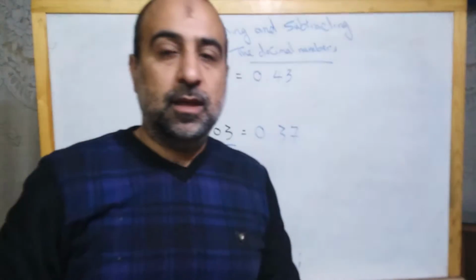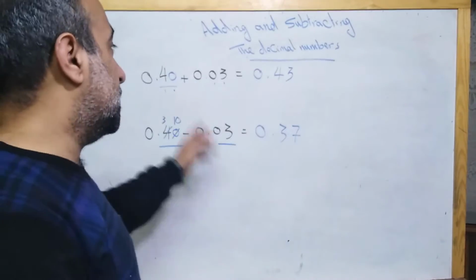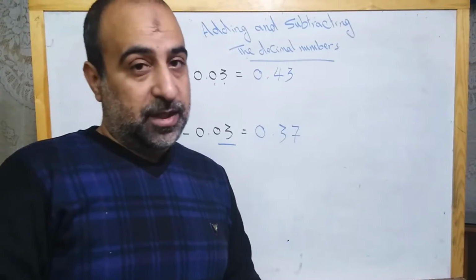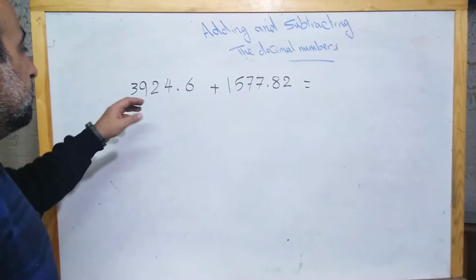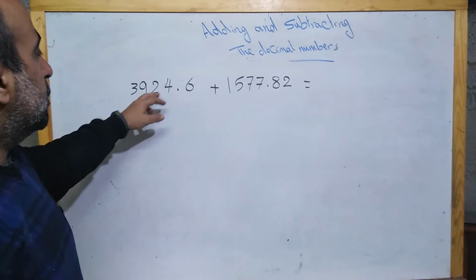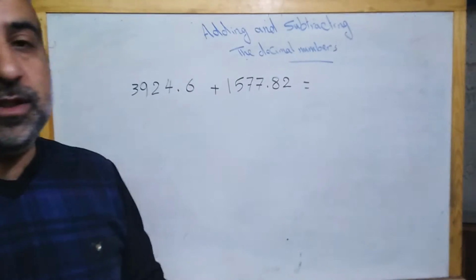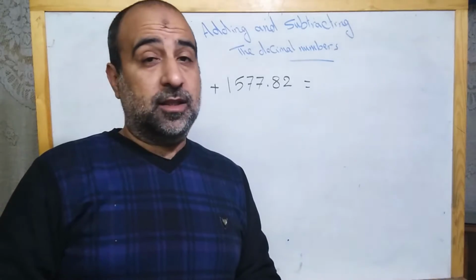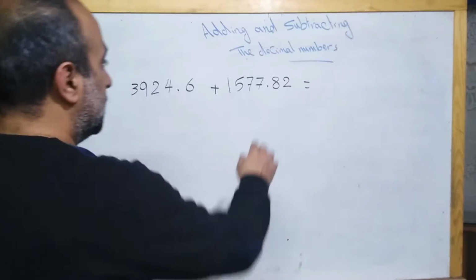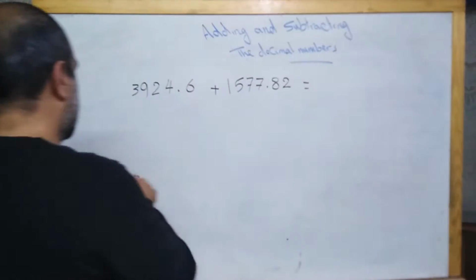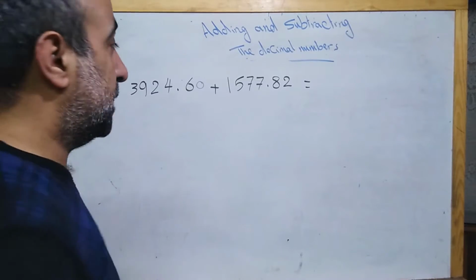That is how we can find the sum or the difference between any two decimal numbers. Let's take a little example. 3924.6 plus 1577.82. First we have to make the decimal places the same. How many decimal places? There is one decimal place. How many decimal places? Two decimal places. We will put 0 beside 6 to become two decimal places.